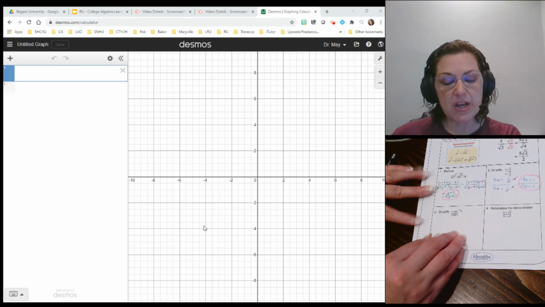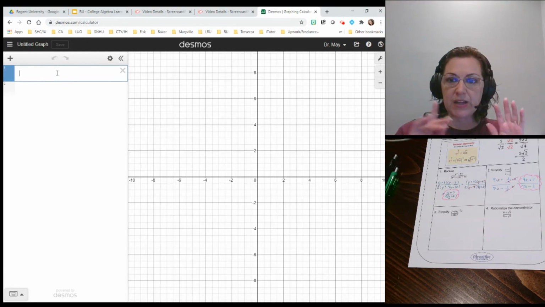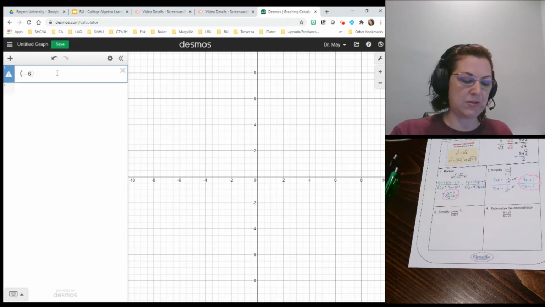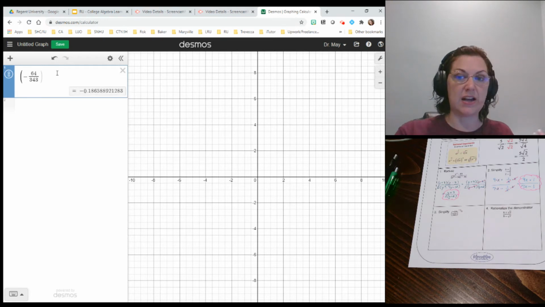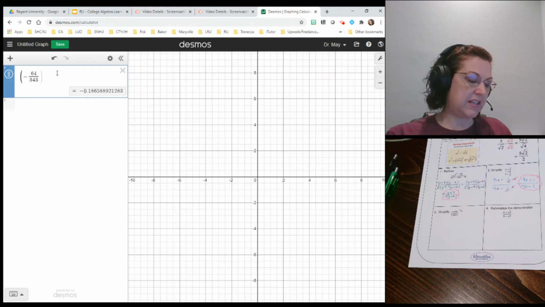to type it in. So let's put number 3 directly here. I'm going to use lots of parentheses, and I'll try to tell you what I'm typing here. So I just did a parentheses, and I'm going to do negative 64 divided by 343. I just did the little slash divide by there. And then use your right arrow to then finish the parentheses.